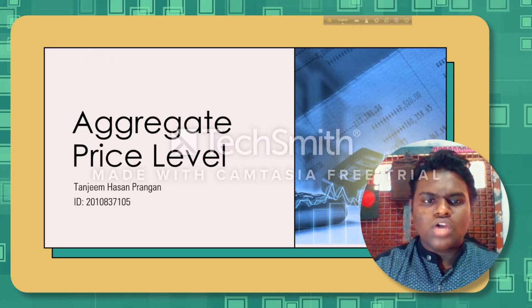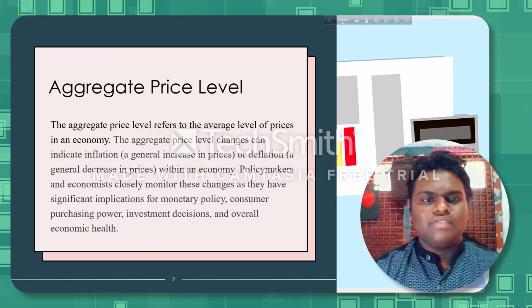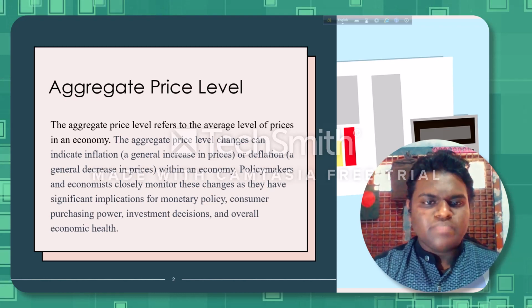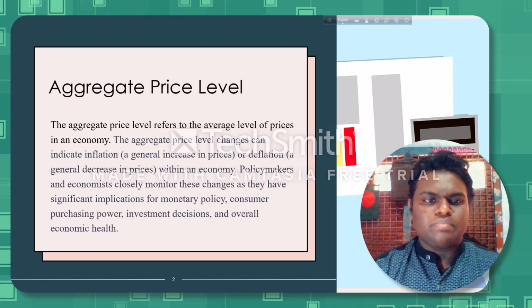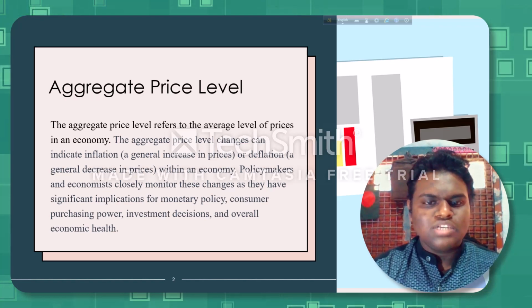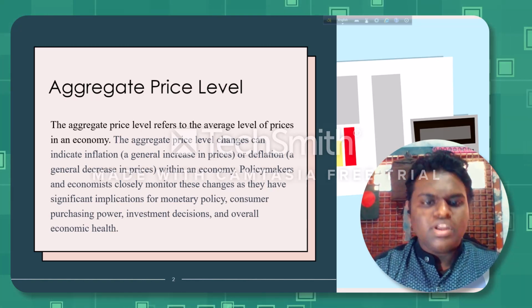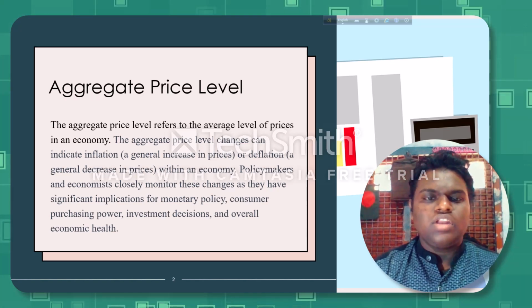So in order to know about the aggregate price level, let's see what the aggregate price level is. The aggregate price level refers to the average level of prices in an economy. The policymakers and economists closely monitor these changes as they have significant implications for monetary policy, consumer purchasing power, investment decisions, and overall economic health.